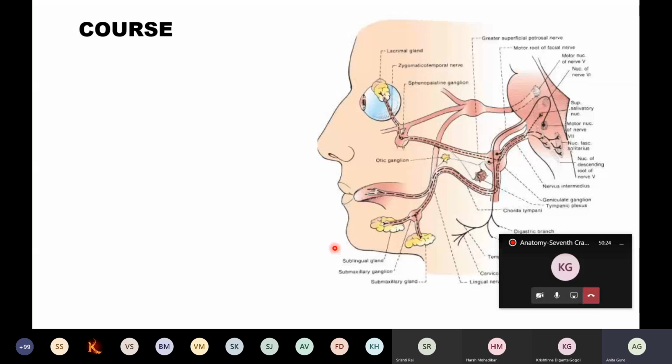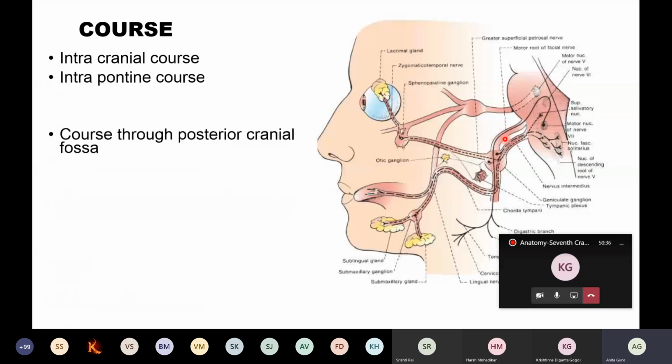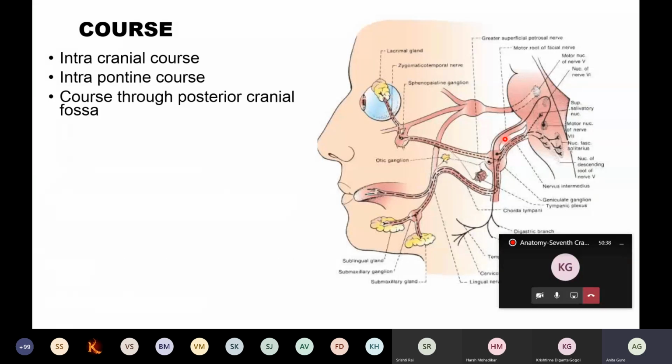Now, to summarize the course, we saw the intracranial course, that is, it is forming the internal genu, facial colliculus. Then it comes out from that, then it will go into the intrapontine part, go through the posterior cranial fossa we saw along with the vestibulocochlear nerve. In the intrapetrous part we saw it went through the internal acoustic meatus, meatal part, then the horizontal or the tympanic part, then the mastoid part.